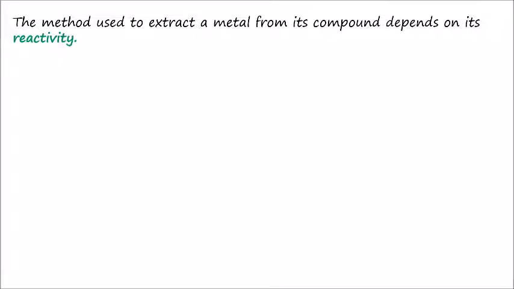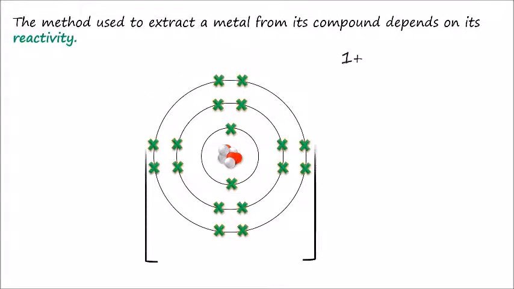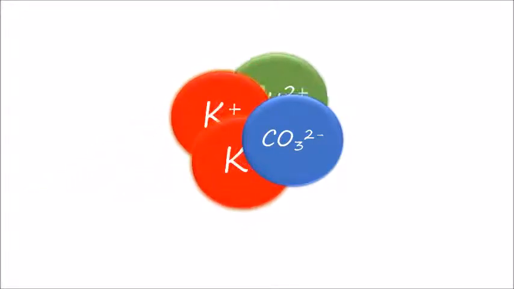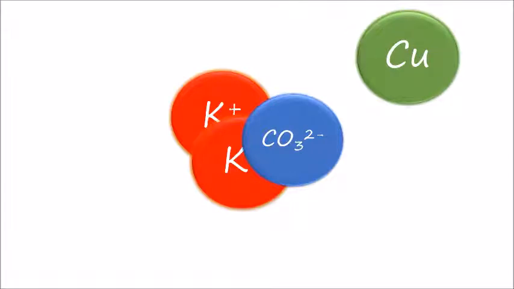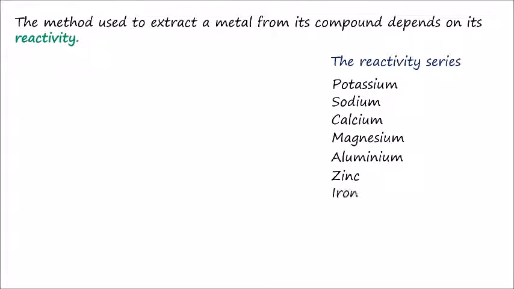How this is done depends on their reactivity, or how easily the metal atom loses its outer electrons and combines with other elements. More reactive atoms displace less reactive atoms from their compounds. Metals are often put into a reactivity series. It's just a list of metals in order of their reactivity, but it helps us to predict what method of extraction is best for a particular metal.